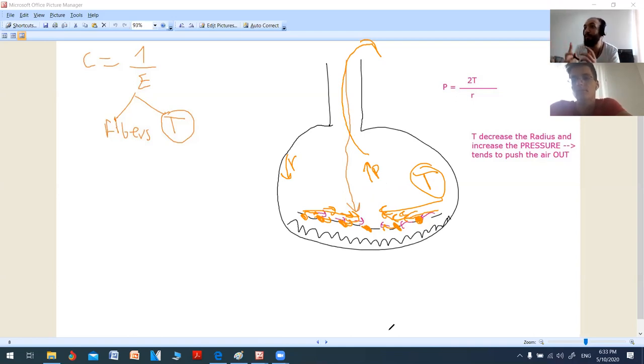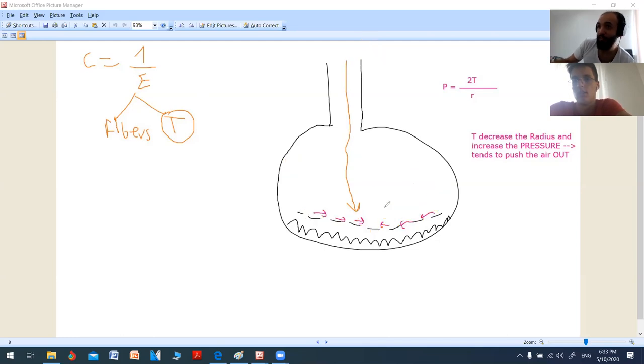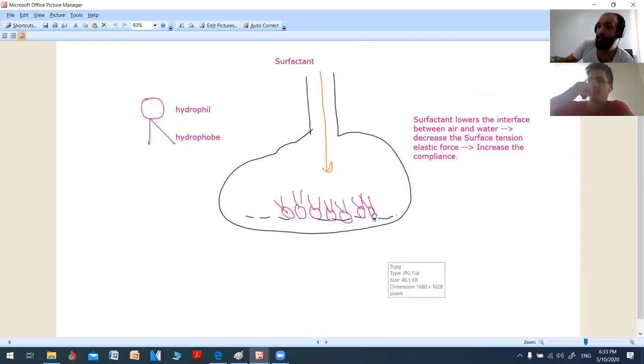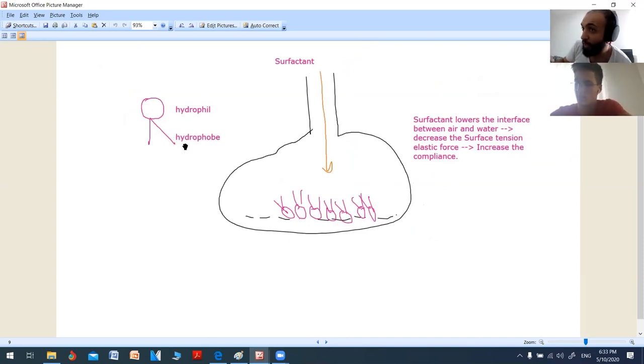So there is one mechanism to prevent this. What is this mechanism that prevents this? It's called the surfactant. The surfactant is mostly a phospholipid. So it has two parts, hydrophilic and hydrophobic. The hydrophilic will sit toward the water and the hydrophobic towards the air. So the air will not come in contact with the water.